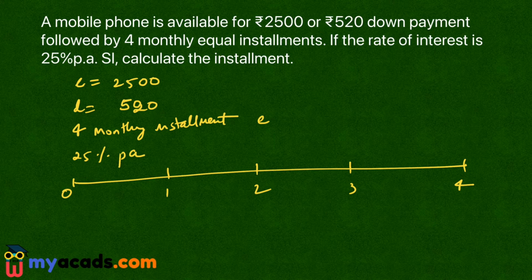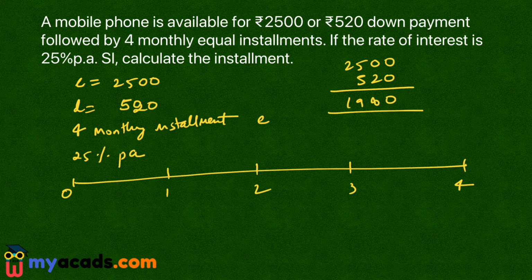So how much loan I have taken is 2500, which is the cash price of the mobile, minus the down payment 520. So it means I have taken 1980 rupees as a loan. So at time 0 I have taken 1980 rupees as loan. I have to pay 1980 rupees after 4 months. So after 4 months, how much money do I have to pay?